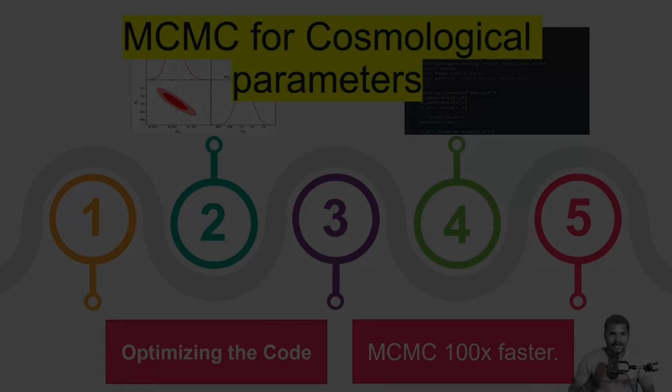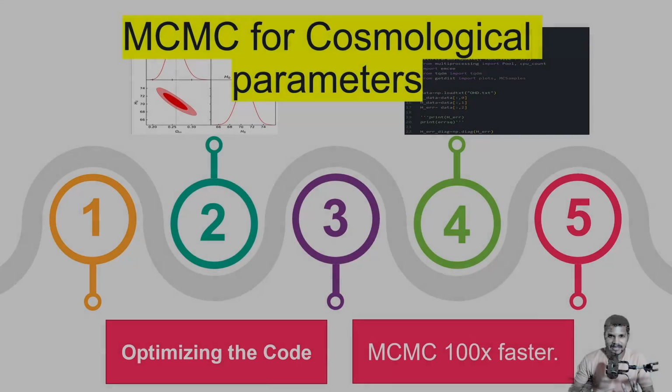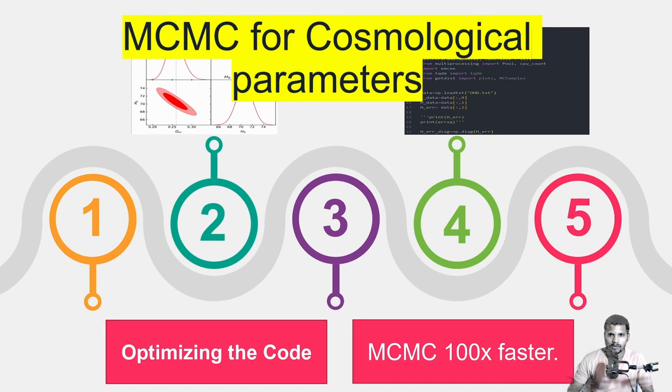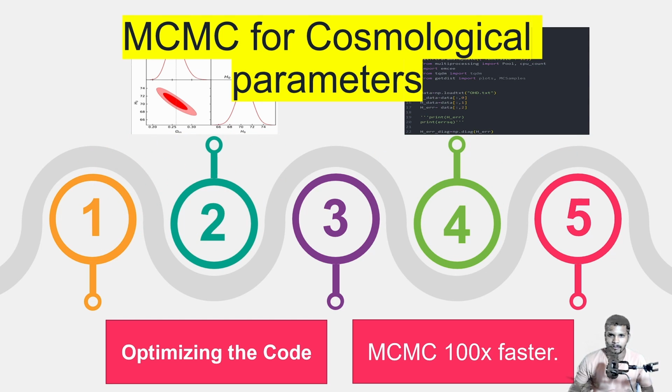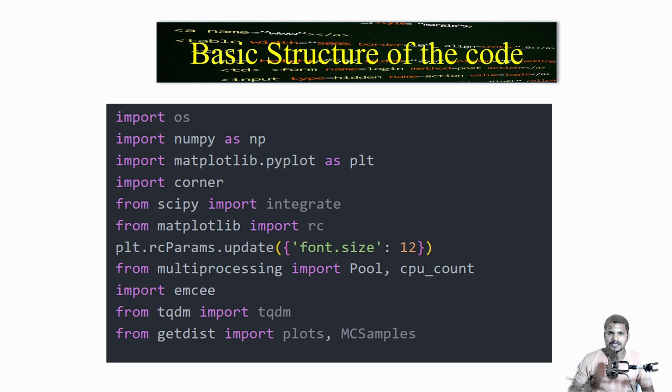First of all, we are going to understand how we can write our code. In the previous video, I already shared how to construct your model, what data analysis means, and how you can write your code. But today I'm also going to recap this at lightning speed, and then show you how I have written the code so that it is faster than your usual computing speed. So here is the basic structure of the code.